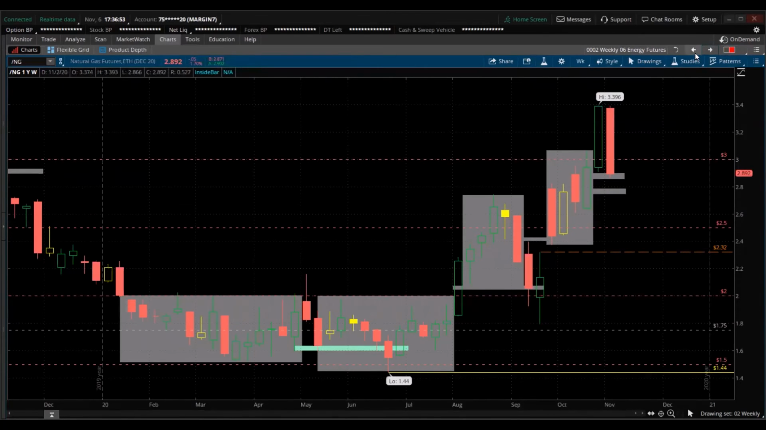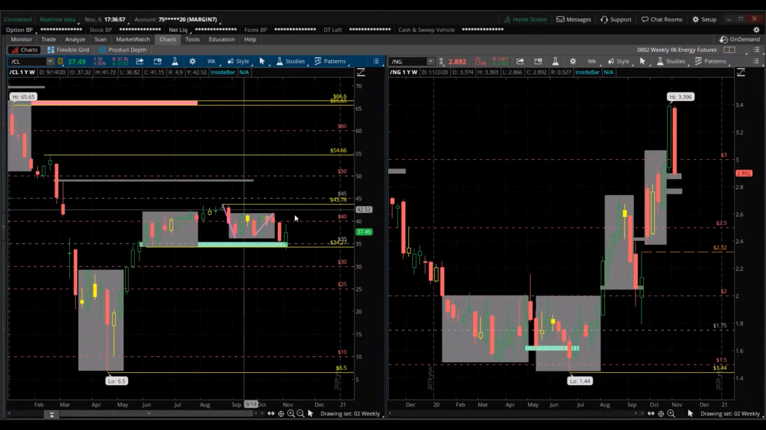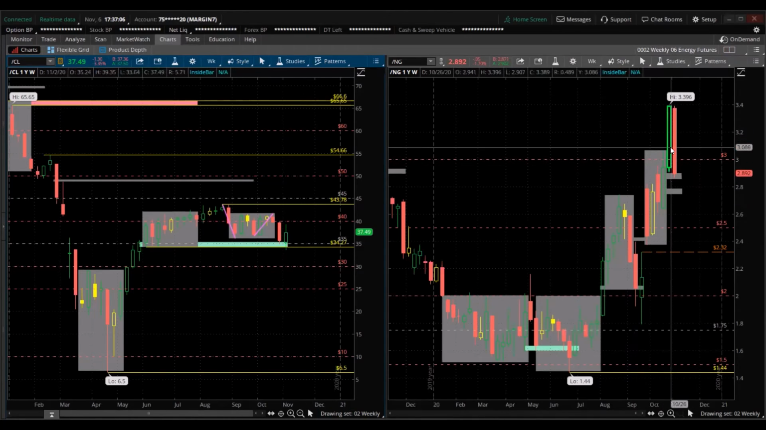Natural gas. Actually, let's show you a comparison so you can see. Crude oil has been a huge consolidation. Natural gas has been trending. Crude oil closed green for the week. Natural gas closed red, huge sell-off.